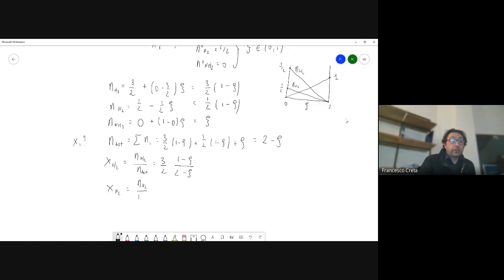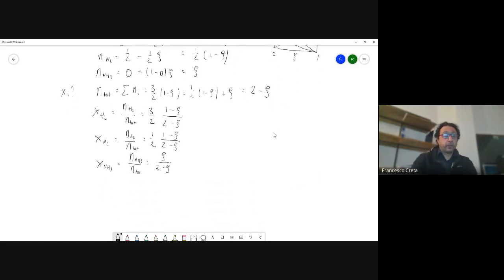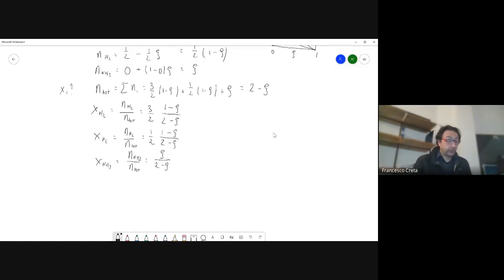So for nitrogen, same thing, it is 1/2 times 1 minus psi divided by 2 minus psi, which is the total number of moles. And for ammonia, we have, very simply, psi divided by 2 minus psi. Okay? So what do we do with this composition?